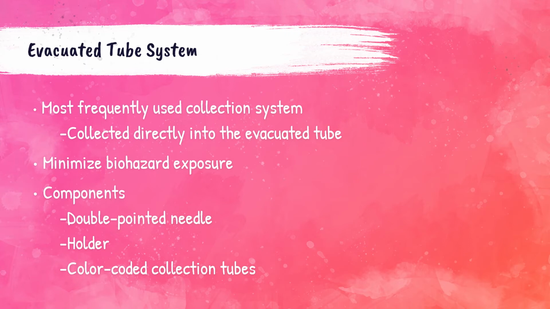The evacuated tube system reduces the risk of direct exposure to the patient's blood and has made it easier for phlebotomists to take multiple samples from a single venipuncture stick. There are a variety of different evacuated tubes, and each tube type is color-coded depending on what type of additive is present within the tube, and we'll discuss this later on.